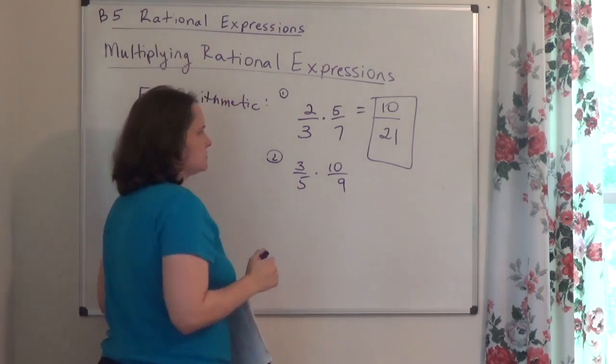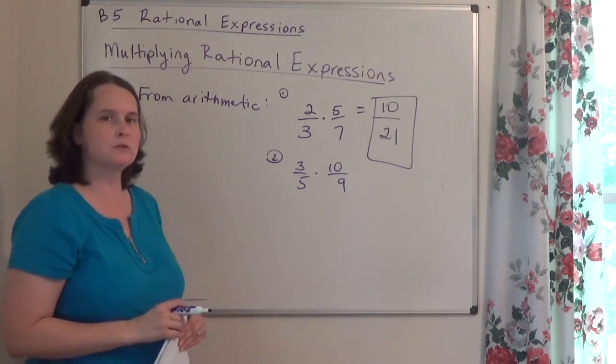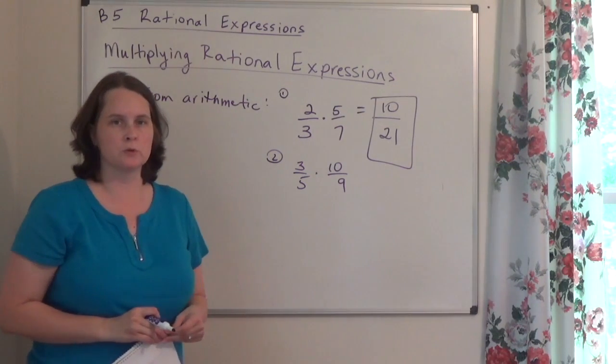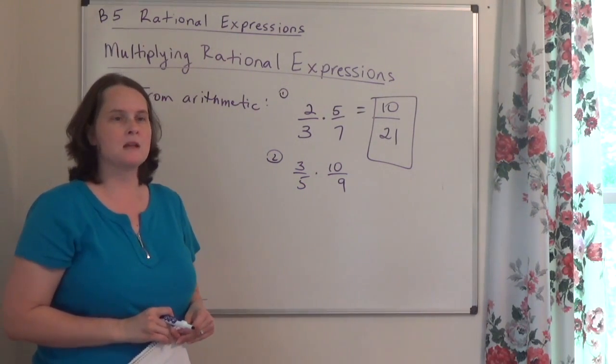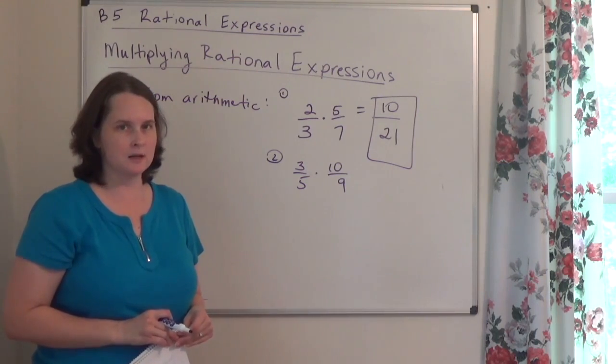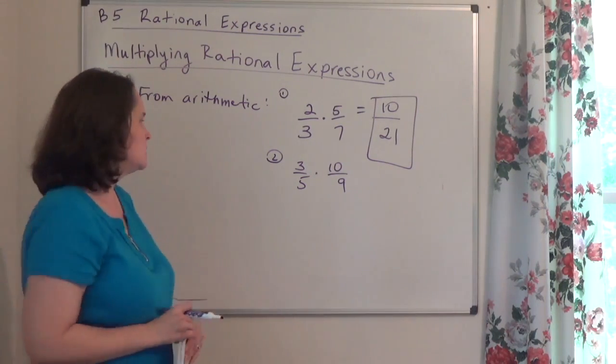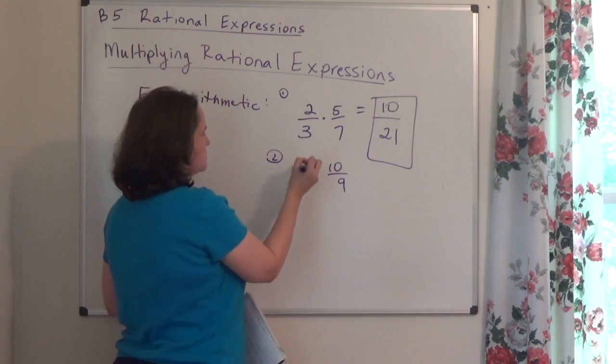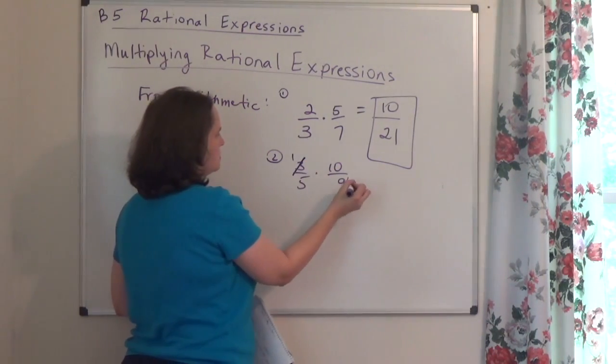You could reduce at the end, but it's much more helpful to reduce before you multiply. And in the problems that we're going to be doing, you're definitely going to need to reduce before you multiply. So just looking crossways here, we have a common factor of 3. So that becomes a 1, 9 becomes a 3.